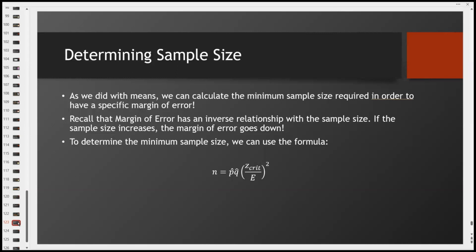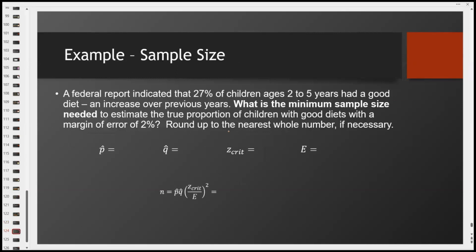But the equation is just a little bit different because we've got to use P and Q again, as opposed to using the standard deviation. And so that's the only real difference here. And just remember here, the margin of error should be written as a decimal, not as a percent. So a federal report indicated that 27% of children aged 2 to 5 had a good diet. What's the minimum sample size needed to estimate the true proportion of children with good diets within a margin of error of 2%?